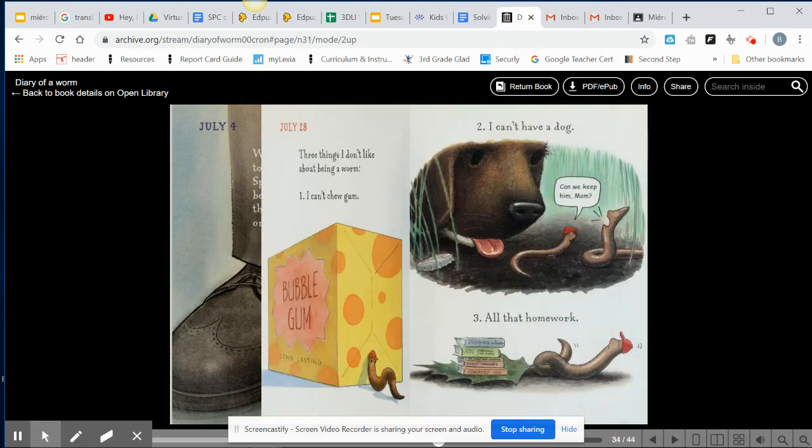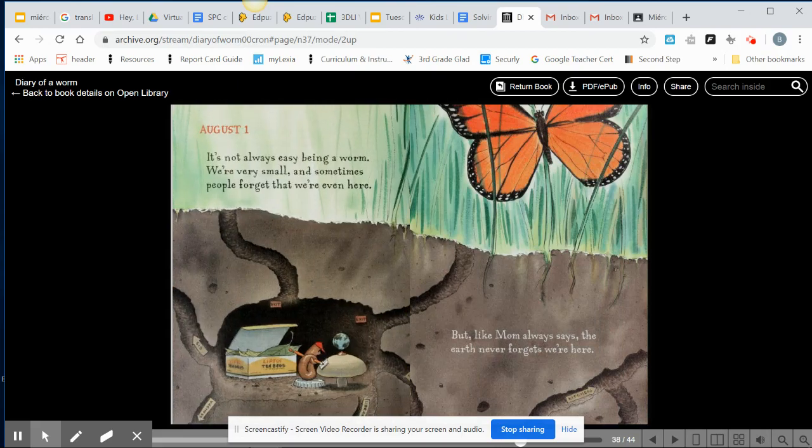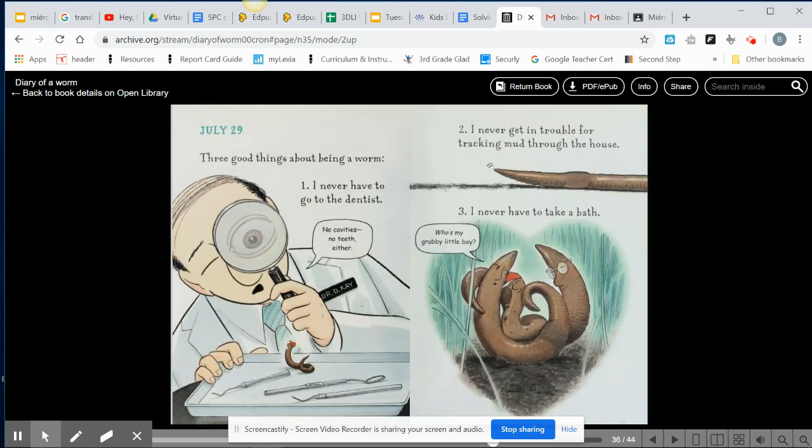This is also the most tricky. It is the word grubby. This may or may not be something you've heard before. Let me get to our page. So we want to use the picture and also the context. So how is he talking about it in the text? And we see it down here in number 3. So number 3 says, I never have to take a bath. And then mom says, who's my grubby little boy? Now, he's talking about not having to take a bath, and mom says he's grubby.